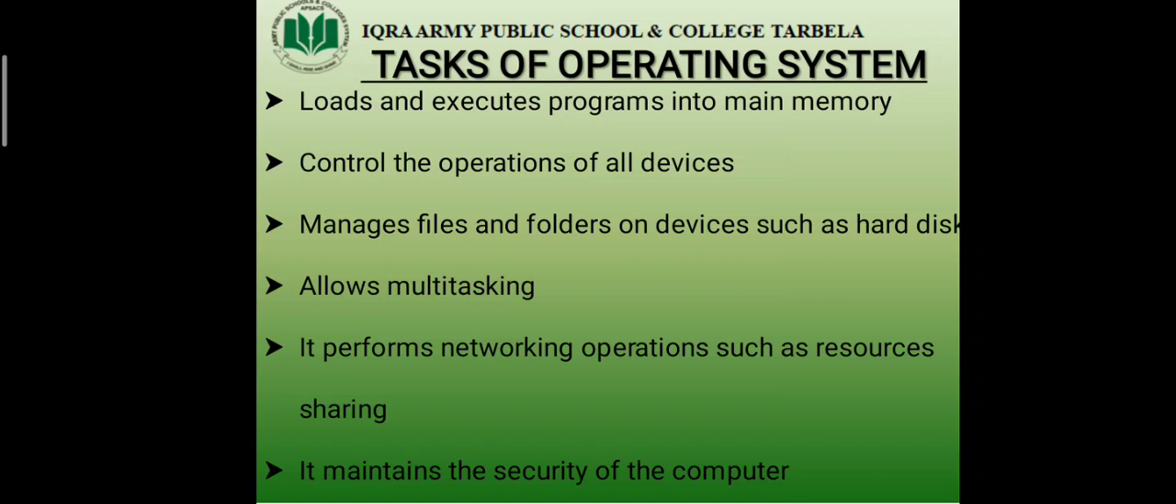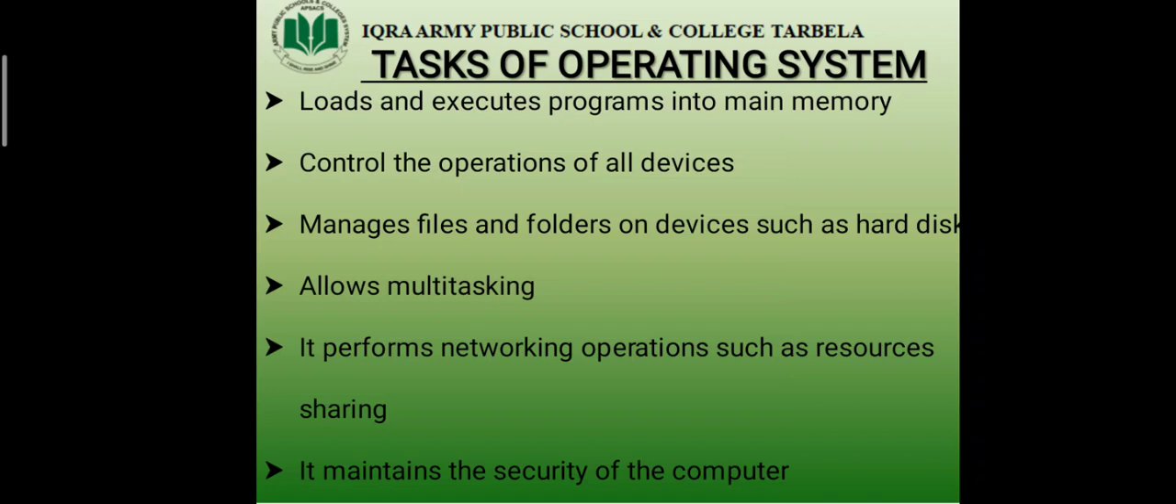The next task of the operating system is that it controls the operation of all the devices. All the hardware devices that are connected to the computer system are controlled by the operating system. It also manages files and folders on the devices such as hard disk. It allows multitasking. What do you mean by multitasking? It means it can execute multiple tasks at the same time.